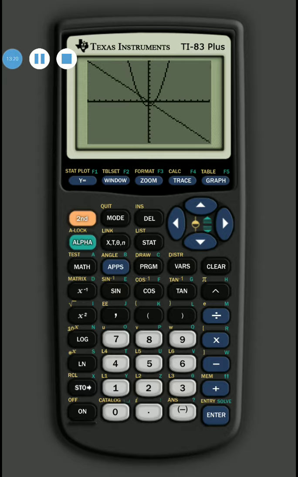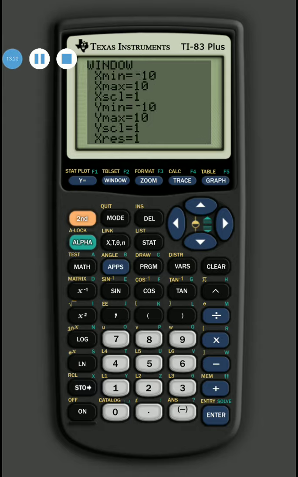There it is. So this is called the secant line. What it's doing is it's going through the graph at a couple of places, and I'm going to zoom this in just a little bit by changing my window.